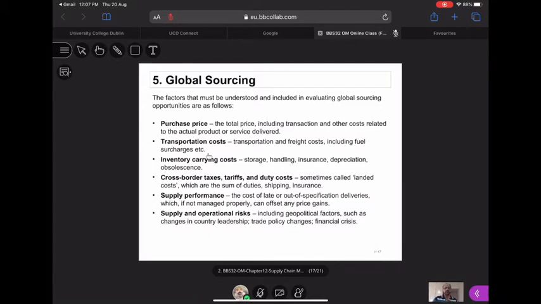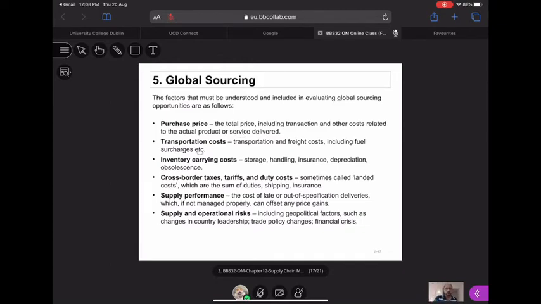The first cost is the purchase price itself. This is the purchase price of the raw material. Of course, if I buy locally, it's much cheaper compared to overseas, so maybe I just buy locally if the quality is good. So I need to look at the purchase price. This is the total price, including the transaction costs with the product or service. For example, if McDonald's wants to buy meat from Australia, they need to look at the cost of the meat compared to buying from Singapore. This is the cost of the raw material itself.